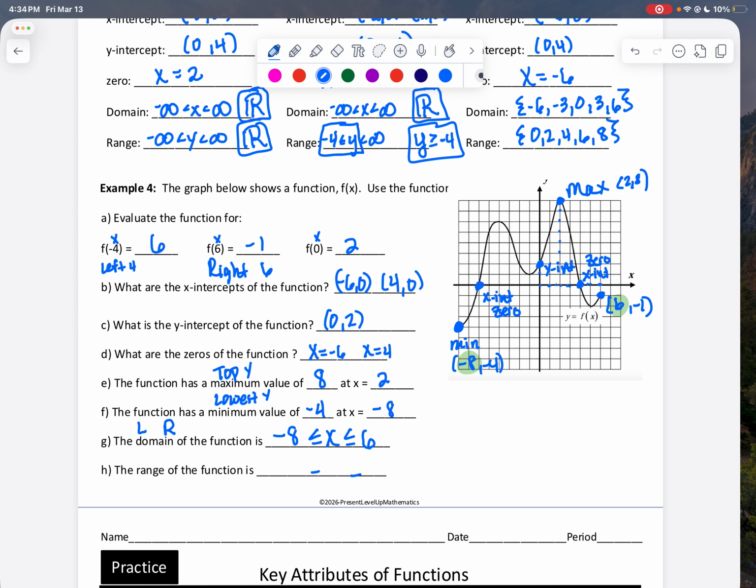Now for the range, we want the lowest point on the function, which occurred right here at negative 4, and the top point of the function, which occurred right here at positive 8. So our range would be negative 4 less than or equal to y less than or equal to 8. It looks kind of messy. Let me rewrite it. All right, and that concludes today's lesson, Attributes of Functions.